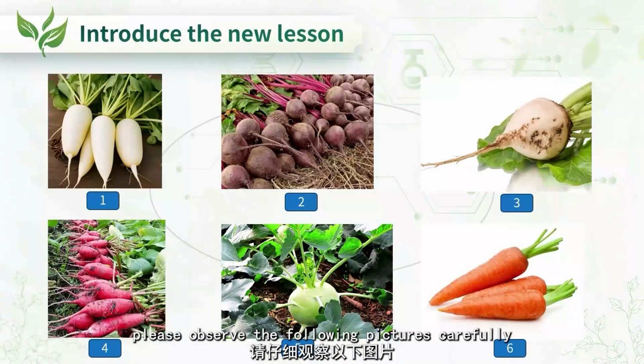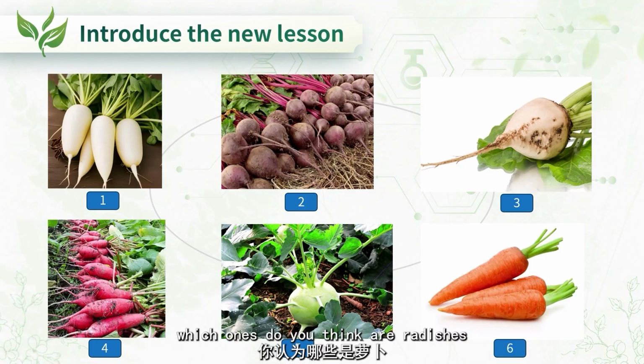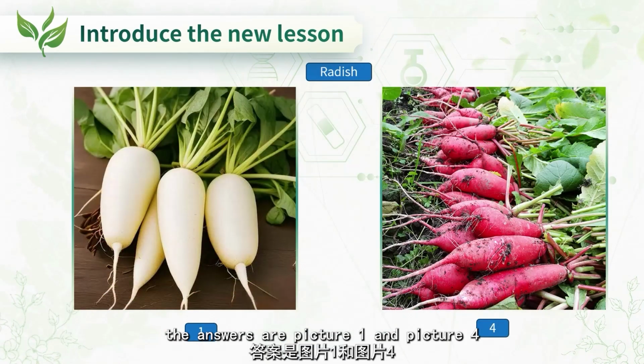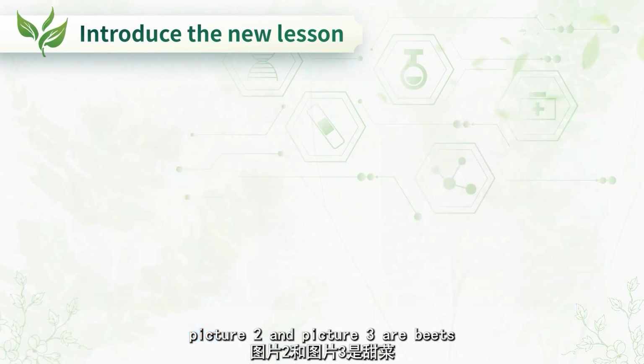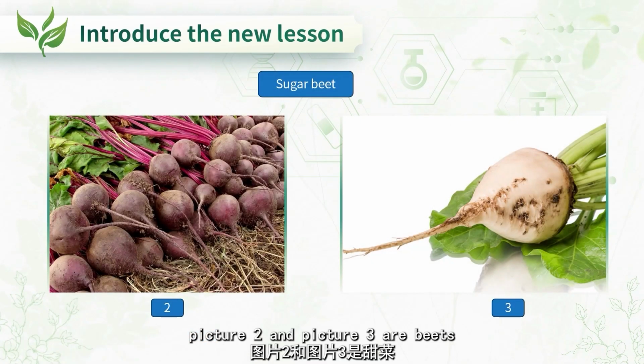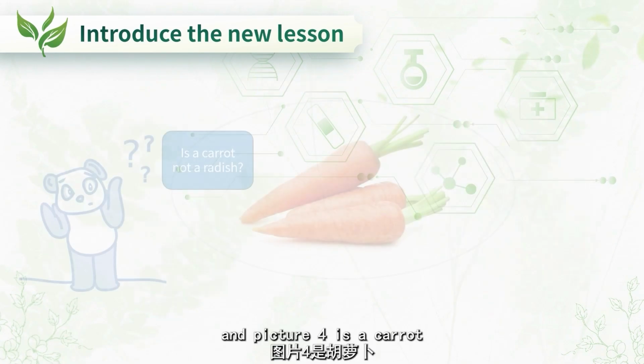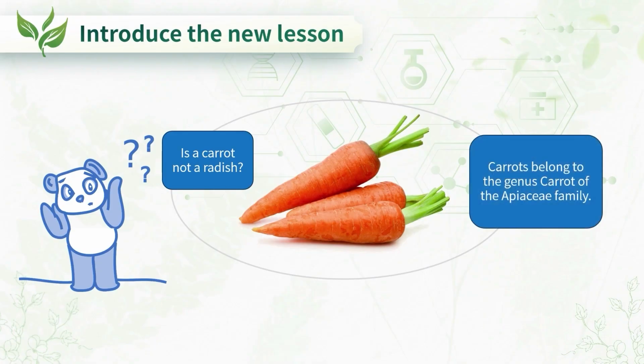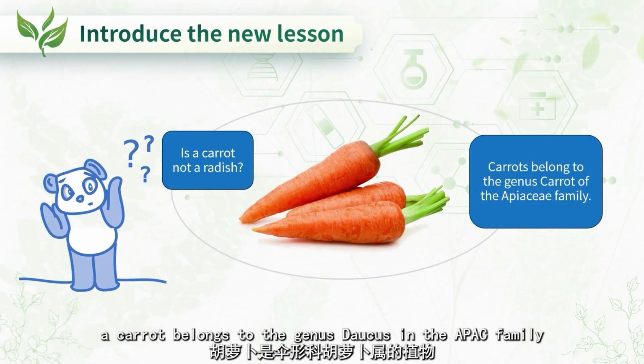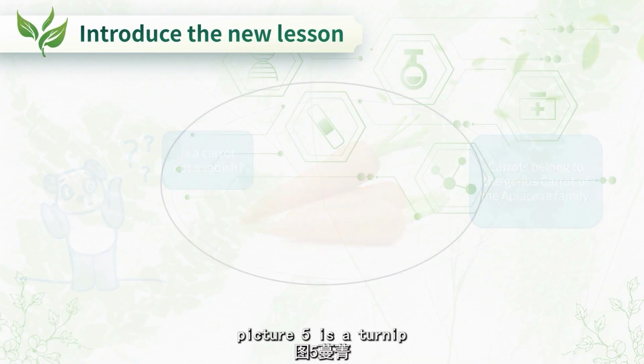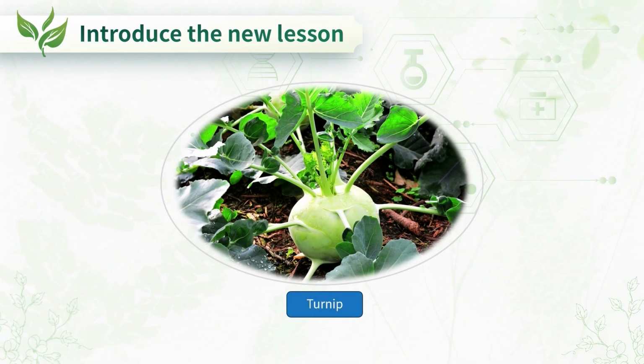Please observe the following pictures carefully. Which ones do you think are radishes? The answers are Picture 1 and Picture 4. Picture 2 and Picture 3 are beets. And Picture 4 is a carrot. Is a carrot a radish? In fact, a carrot belongs to the genus Daucus in the Apiaceae family. Picture 5 is a turnip.